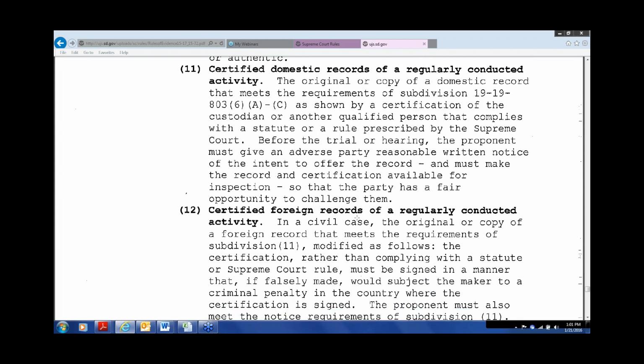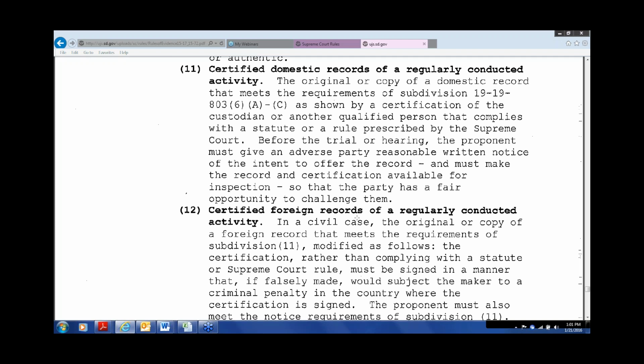If you're talking about business records under 803.6, we now by rule can have a certification of the custodian. I know many people would stipulate to the admissibility of records and lay the foundation that way, but now there's a particular rule provision that says you don't need to have the custodian and we can have a certification instead, and that's going to be sufficient to comply.